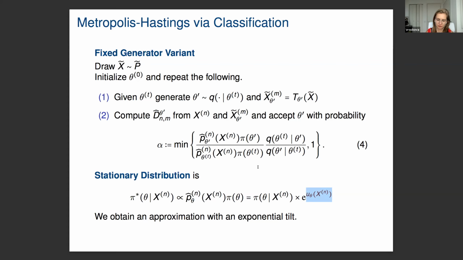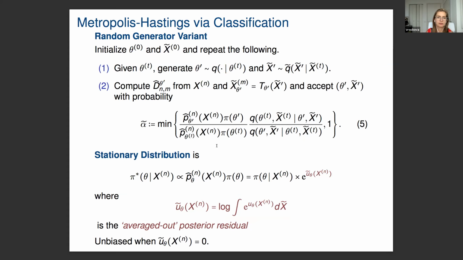So we considered a second version of the algorithm called the random generator, where we refresh the latent variables x tilde at each step, in which case we could consider this as a joint Metropolis-Hastings sampling from theta and x tilde jointly. So the only difference is really just refreshing the x tilde. And it's easy to see that the stationary distribution is again the posterior we are after, exponentially tilted, but now the exponential tilt is averaged out. So it's averaged out over the distribution of the latent variables.